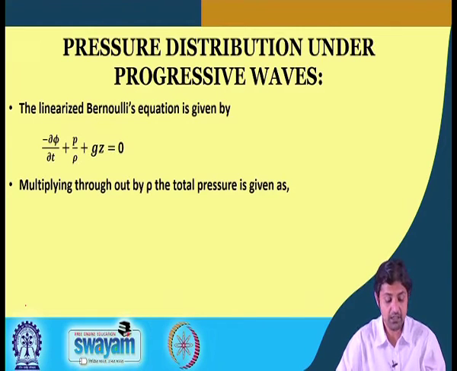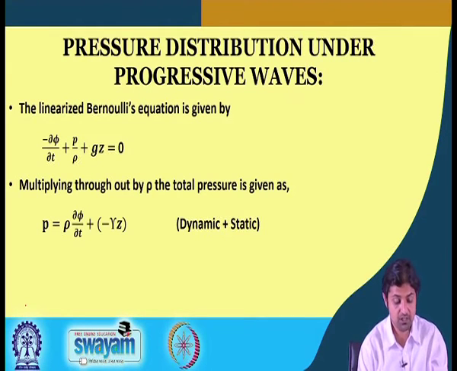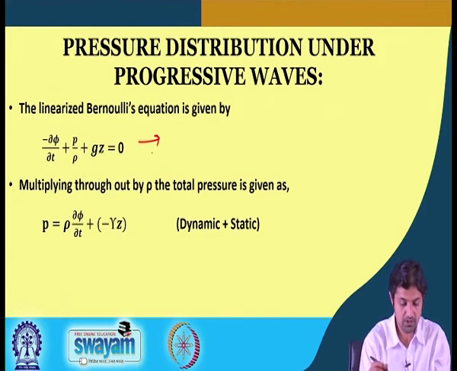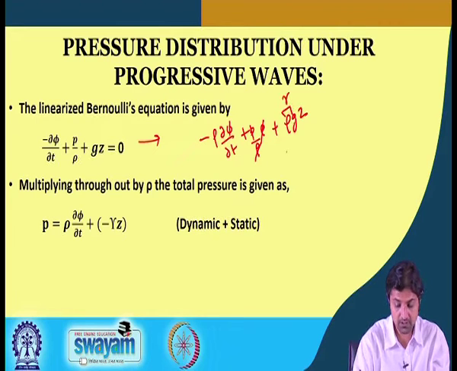Now, if we multiply this equation throughout by rho, then the pressure can be given as follows. We multiplied by rho, so it becomes minus rho del phi del t plus p, because rho gets cancelled here, plus rho g z, and this can be written as gamma z. So, p can be written as, if this goes on the other side, rho del phi del t, and this one becomes minus gamma z.